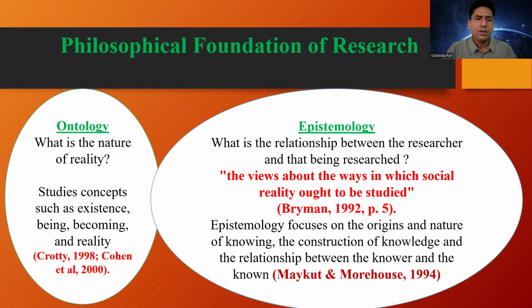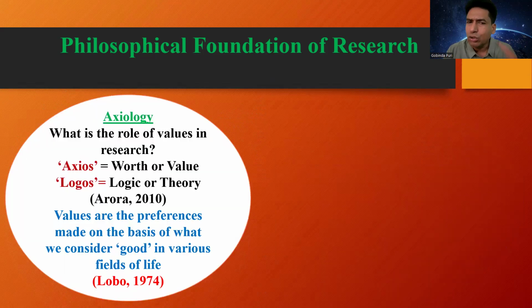So the next one is axiology. What do you mean by axiology? Axiology is the value system. What is the role of value systems or values in the research? Your values matter a lot in the research. This axiology is made up of axios, meaning worth or value, and logos, meaning logic or theory.